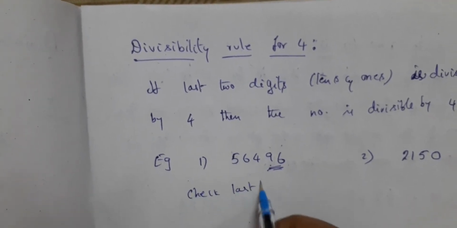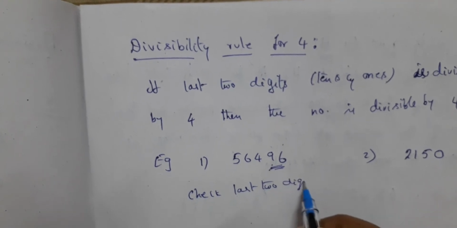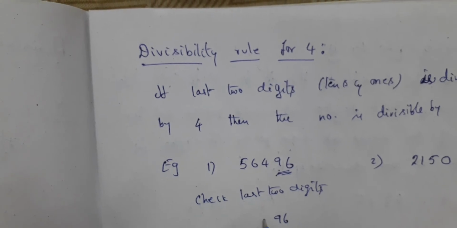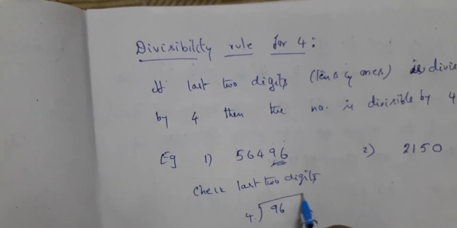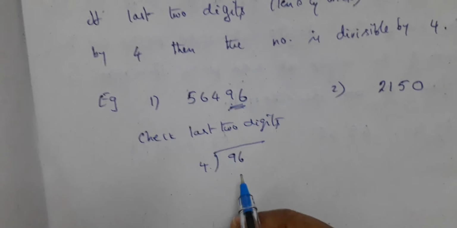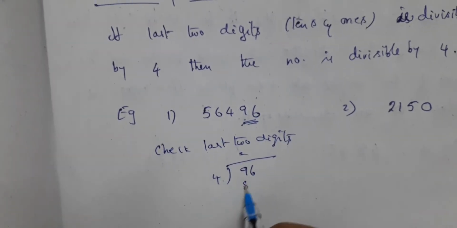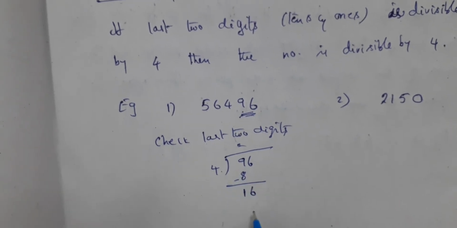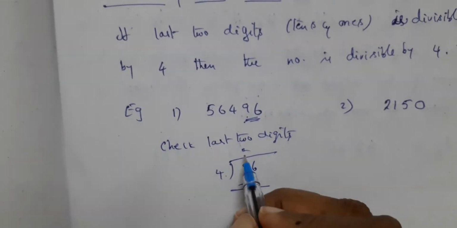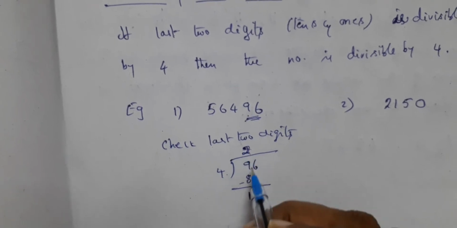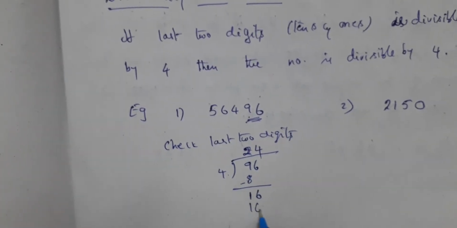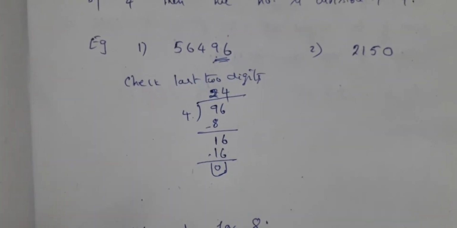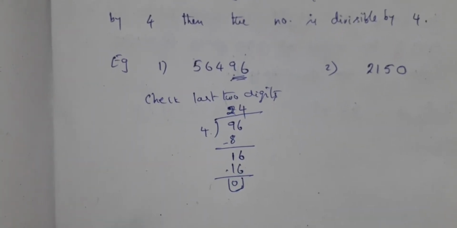Check whether the last 2 digits are divisible by 4 or not. So 96 divided by 4, let me go by the long division method. 4 2s are 8, subtraction, 1 is the remainder, 6 here, right, 16. So now it is 4 2s are 8. Now 4 4s are 16. So we got the remainder to be 0. That means 96 is divisible by 4.